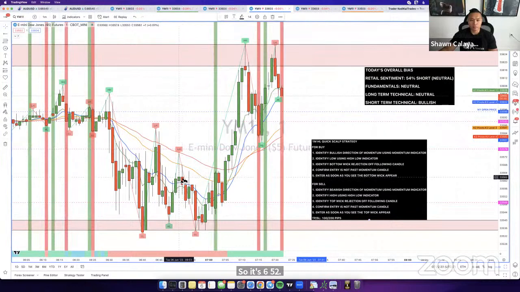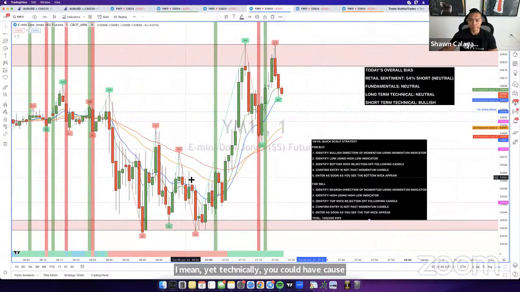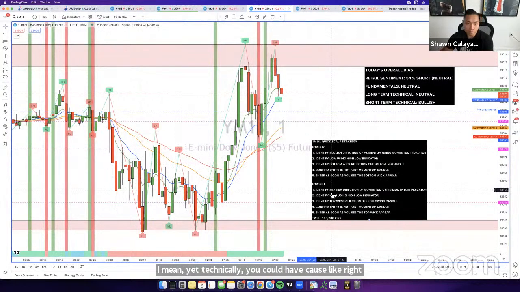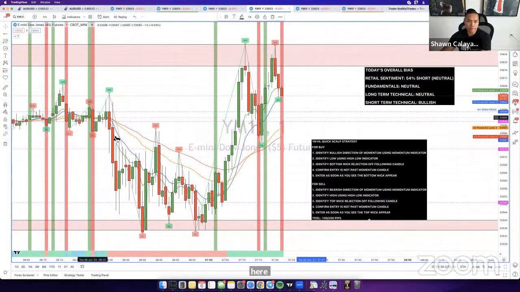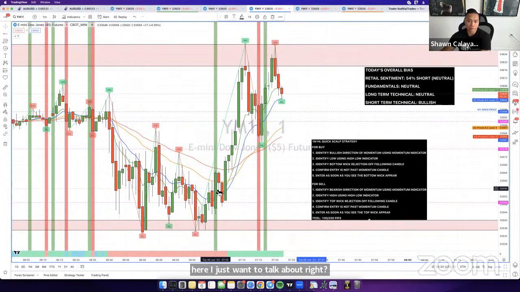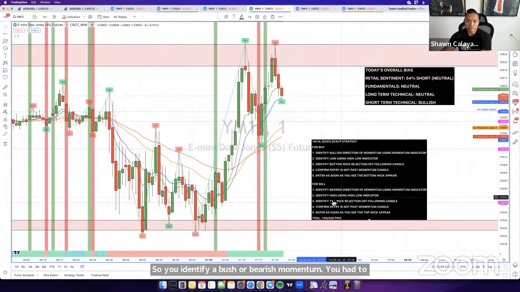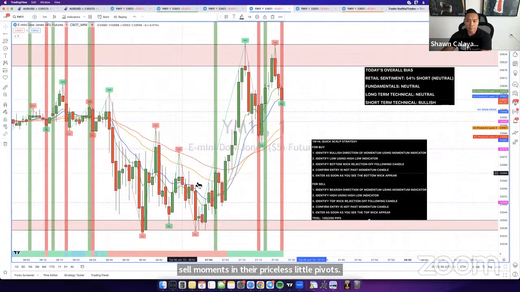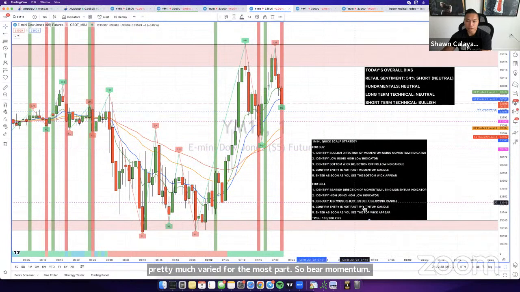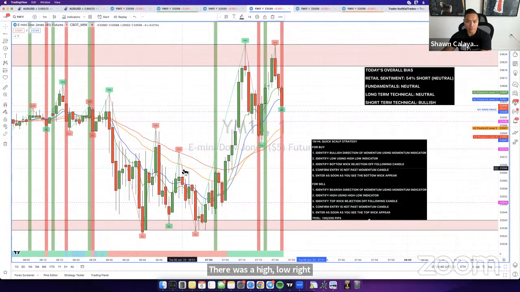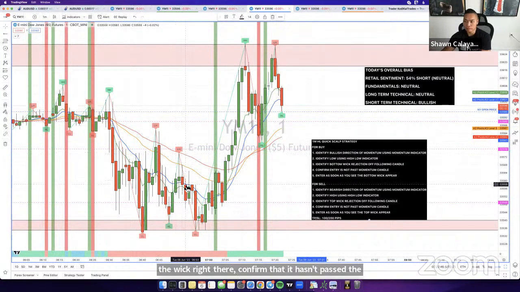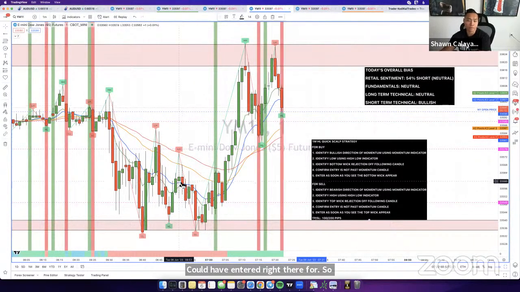Yeah, technically you could have, because right here, and this is the one you're talking about, right? So you identify bullish or bearish momentum. You had a sell momentum there. Price was below the pivots. It was pretty much bearish for the most part. So bearish momentum, there was a high low right there. Identify top wick projection off the following candle. As soon as you saw the wick right there, confirm that it hasn't passed the candle, which it hasn't. You could have entered right there for a sell. Yeah, so that could have been considered a high-low quick scalp if you wanted to take it.